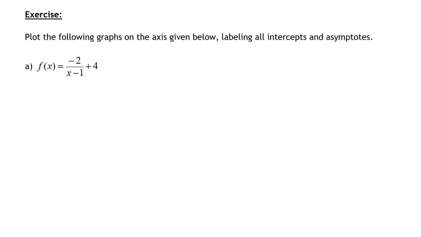It says plot the following graphs on the axis given below, labeling all intercepts and asymptotes. Now, just be aware that when they say on the axis below, in a test or exam, they're not going to give you an axis. But to be honest, I find it so much easier not to have an axis, because then I don't have to worry about my scale.